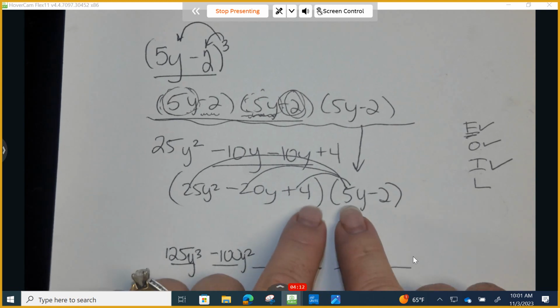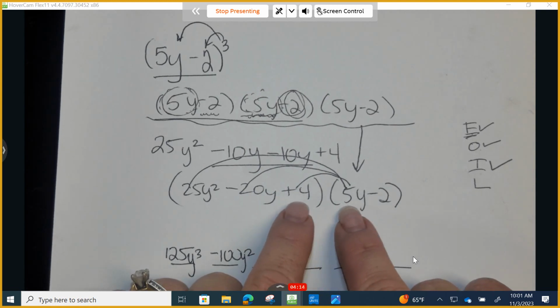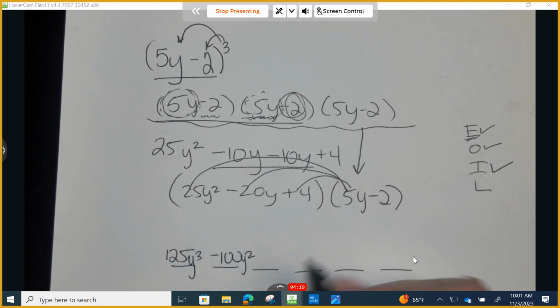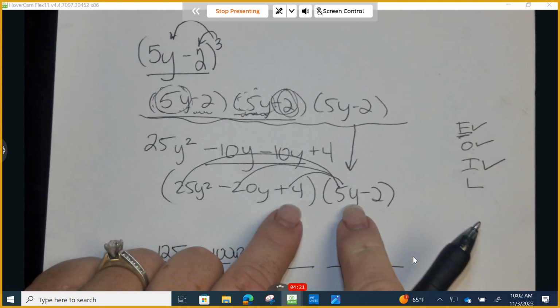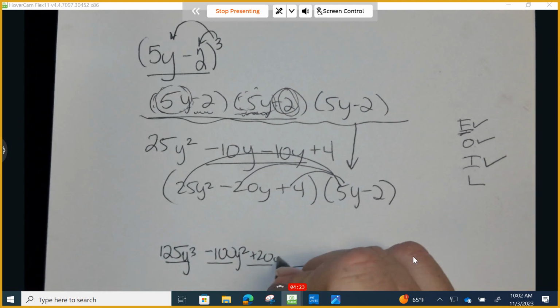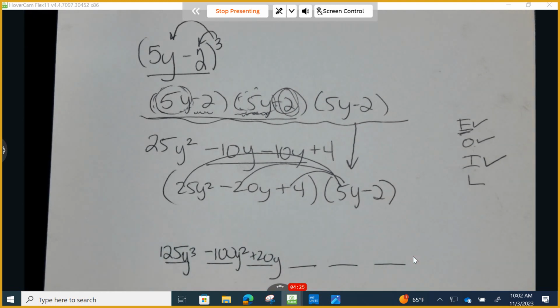Going on to the third one. What is positive 4 times positive 5? Positive 20. How many y's do I have? 1. I'm 3 rainbows away from being done. I'm going to switch the color here so you're able to see it.